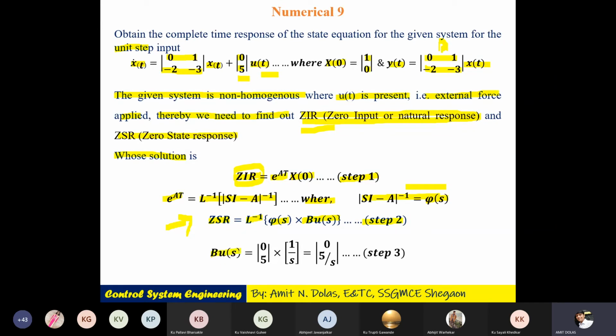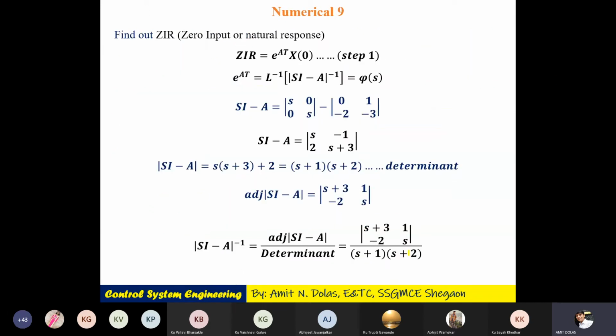And the last step: Bu of s is nothing but, B is what? This one, 0 and 5. What is u? It is said to be a unit step input. In the s domain it is 1 by s. So your Bu of s will be equal to 0 and the second element 5 by s. So we'll go one by one here.